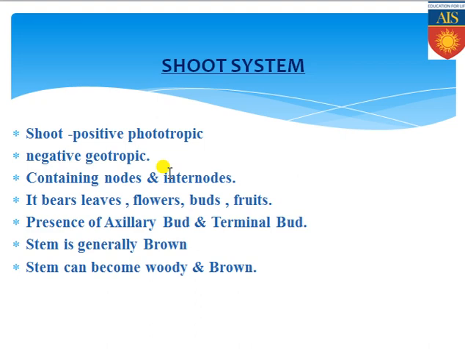Always keep it in your mind, the shoot also bears leaves, flowers, buds and fruits, because these specific structures are obviously not present in the root system, but in the shoot system all these structures are present separately. In the shoot system two types of buds are also present.